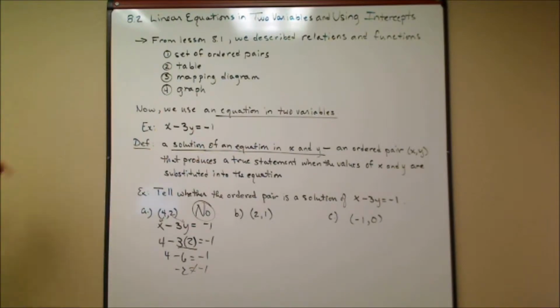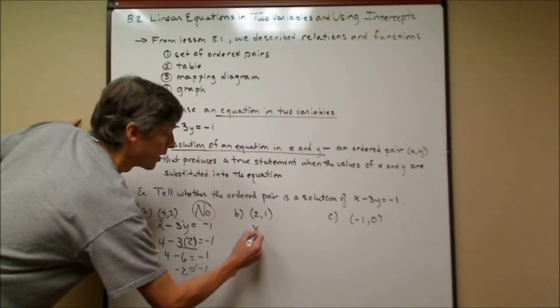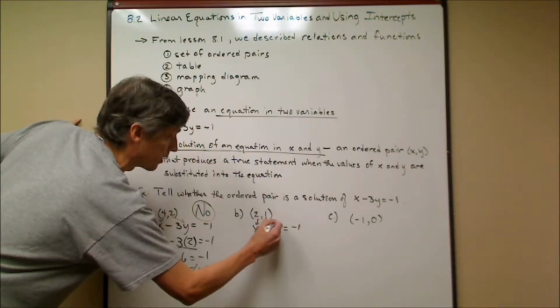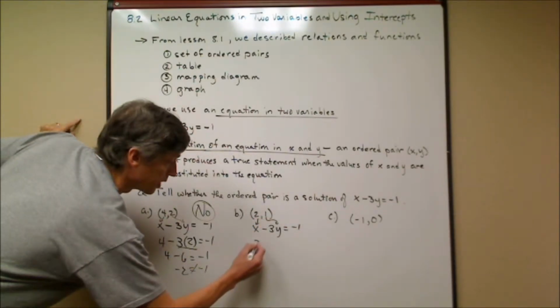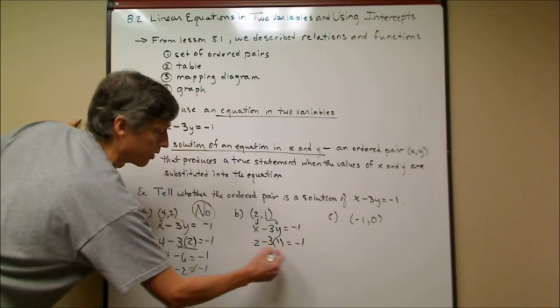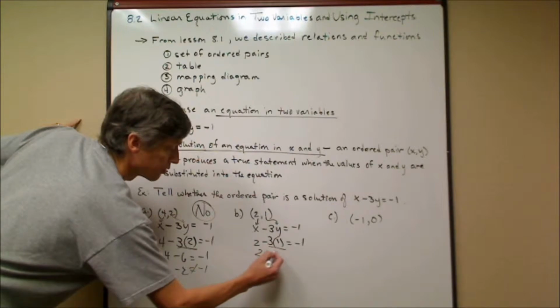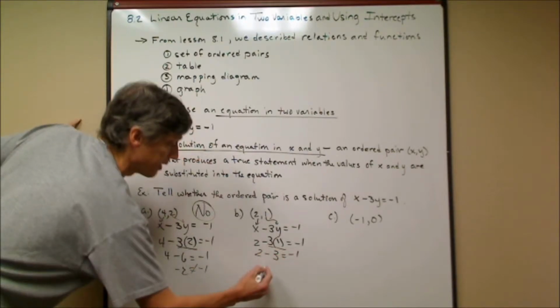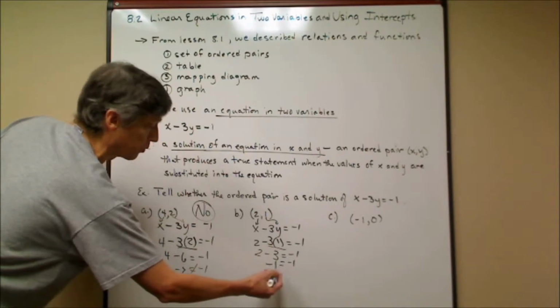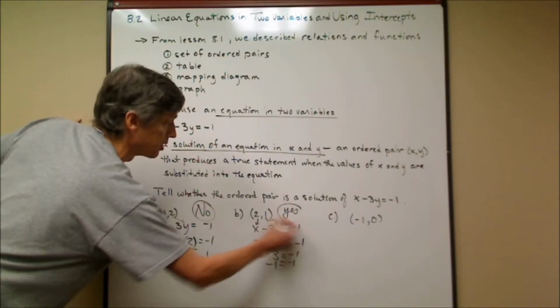Now I'll try this all over again, but with this ordered pair. So x minus 3y equals negative 1. I'm going to plug this in for the x. I'm going to plug this in for the y right there. So I get 2 minus 3 times 1 equals negative 1. Well, again, I multiply. That's 3. And 2 minus 3 is negative 1. So that one is true. Negative 1 does equal negative 1. So my answer here is yes.